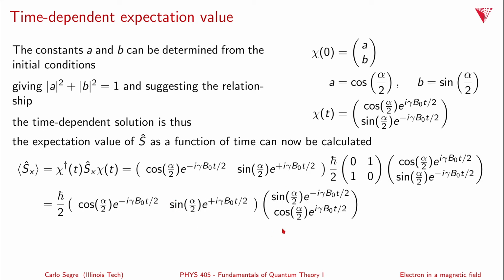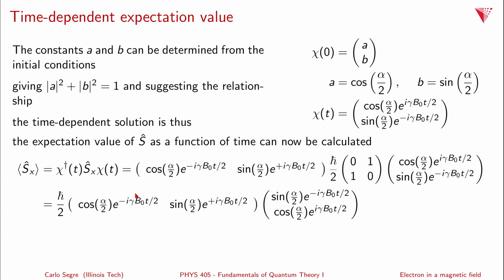Well, in that first application, we pull the h bar over 2 out here. We still have our row vector, and now we have a column vector from this, which gives us sine at the top and cosine at the bottom. So it's sine alpha over 2 e to the minus i gamma b sub 0 t over 2, and then the lower term is cosine of alpha over 2 e to the i gamma b sub 0 t over 2. When we now take the inner product of these two vectors, which should give us a scalar, it's going to be cosine times sine and sine times cosine.